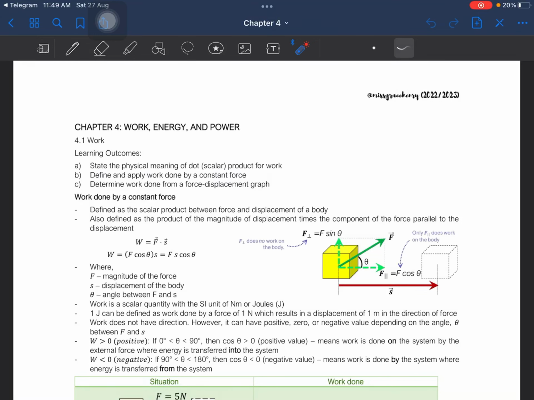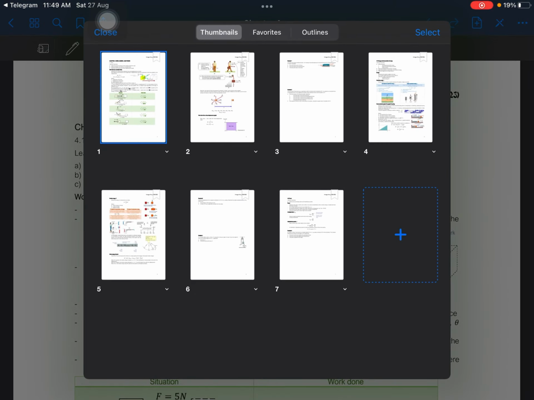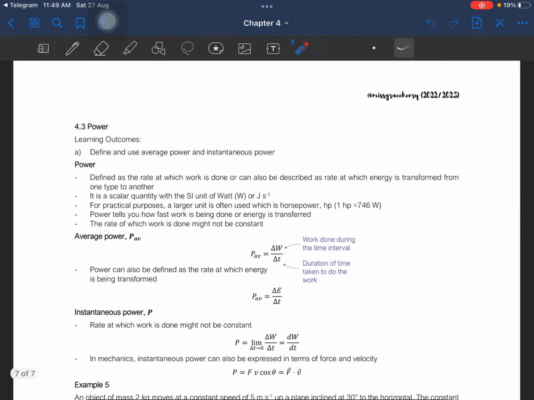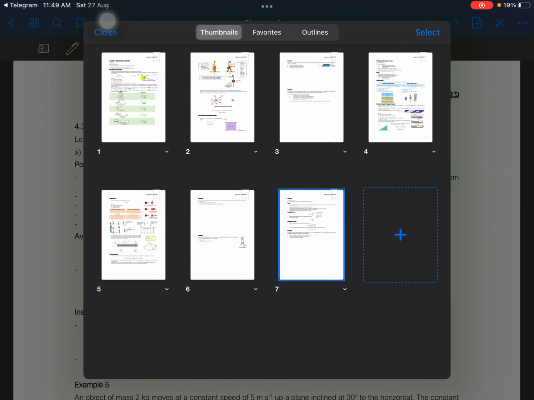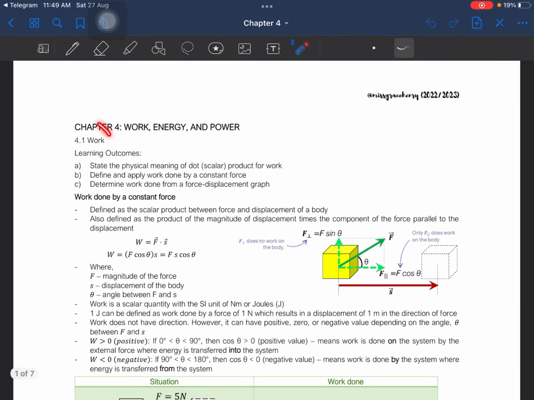Hello everybody, today we will be entering chapter 4, which is on work, energy and power. There are three subtopics in this chapter, and the first one is on work.